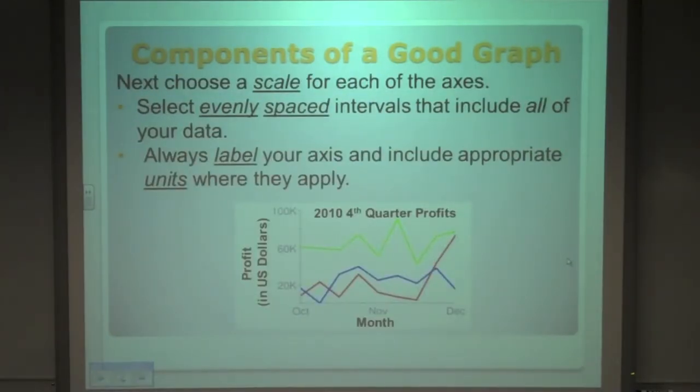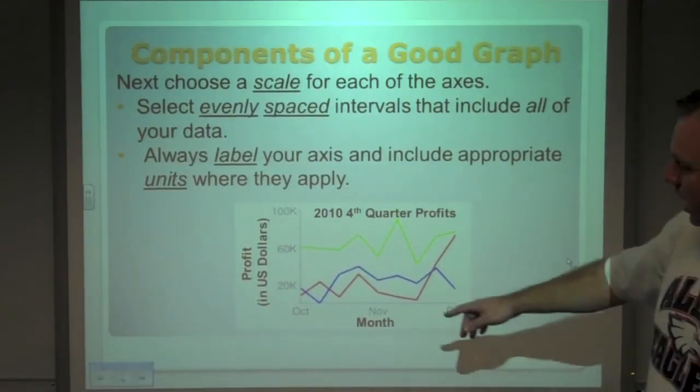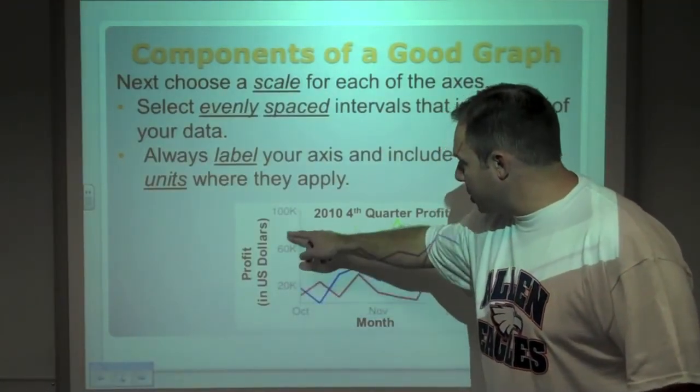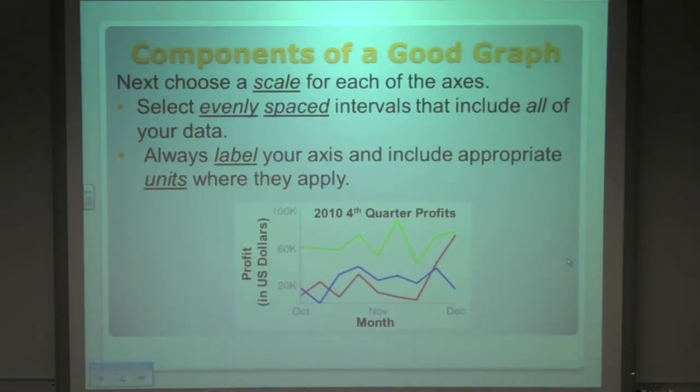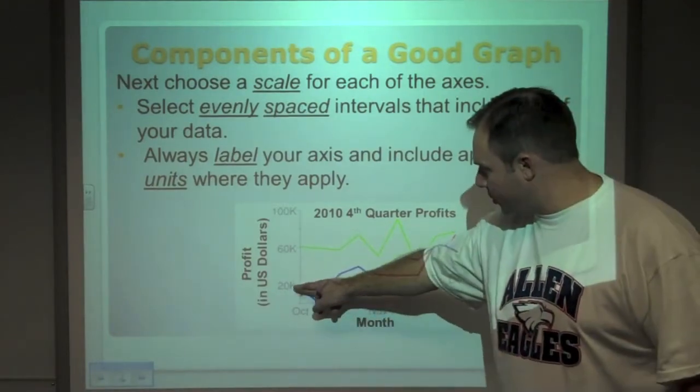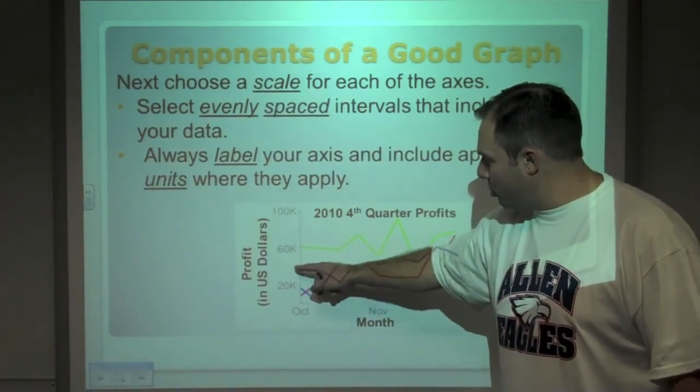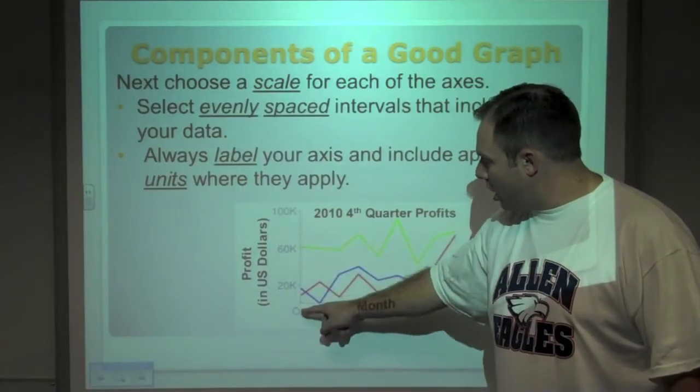More components of a good graph. We always want to choose a scale for each one of the axes on our graph. We want to evenly space out our scale, and we also want to label and use the appropriate units. Here's a particular example. We're talking about profits over a course of time. We're going to use a line graph, again, because we're looking at a change over a course of time. Over here we have the profit in dollars, $20,000, $60,000, $100,000, evenly spaced. And we've got October, November, and December evenly spaced as our time period. This would be considered our scale, the numbers that we're using to represent the values on this axis.